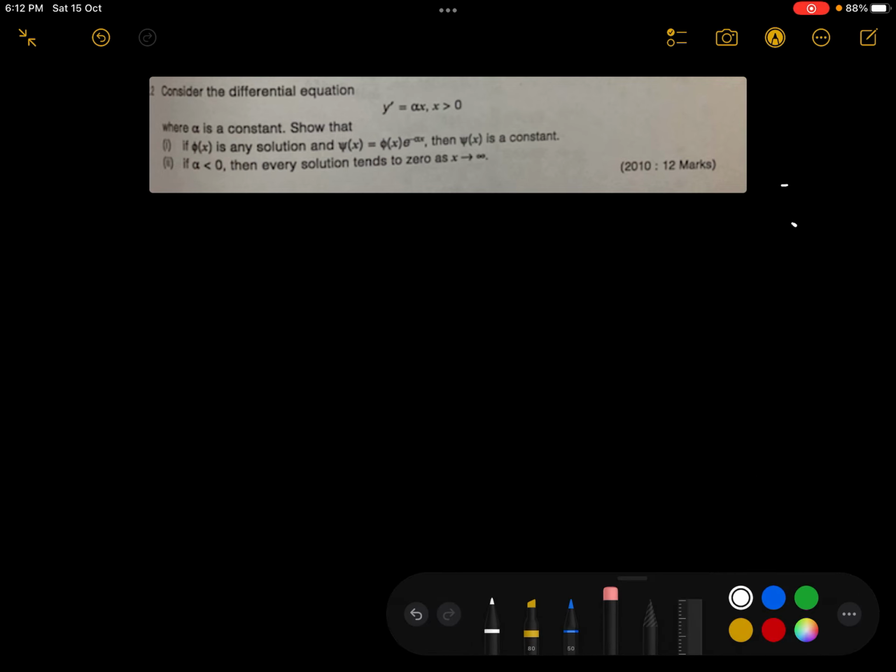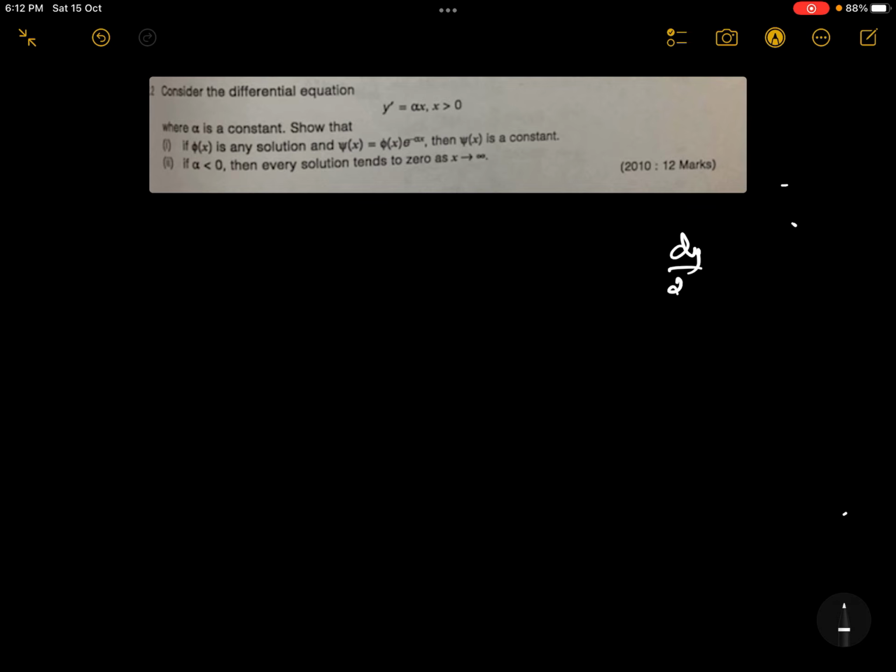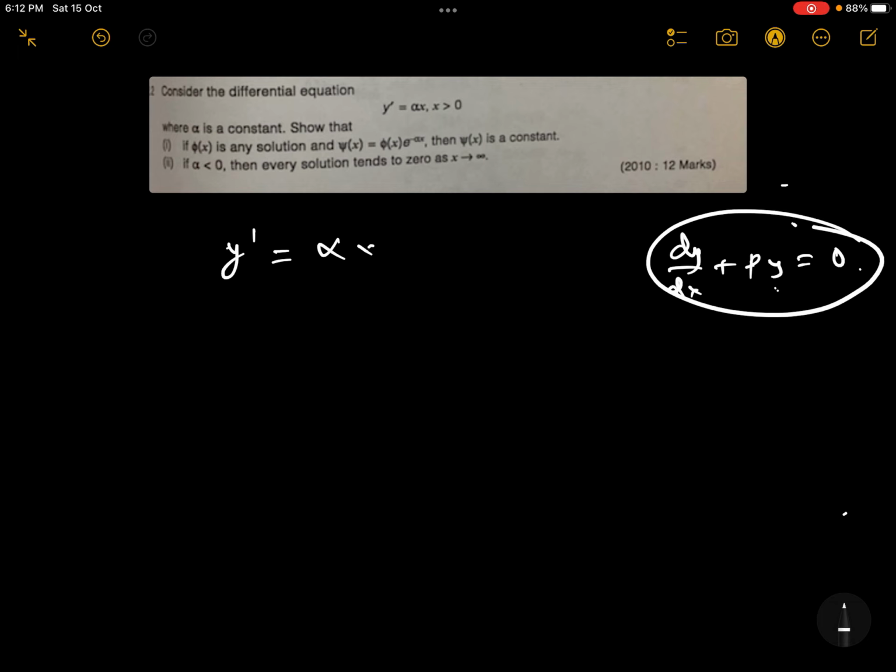And of course, if dy dx plus py equal to 0, then this is called a homogeneous equation. This y can be x also, I think. So y dash equal to alpha x we have in this form. This is dy by dx. Let's separate the variable x dx, right?